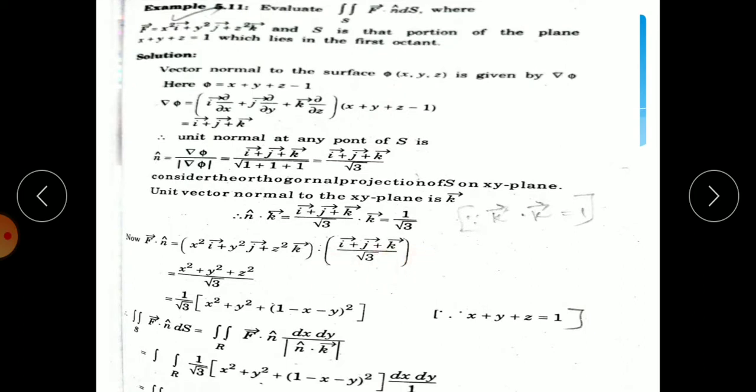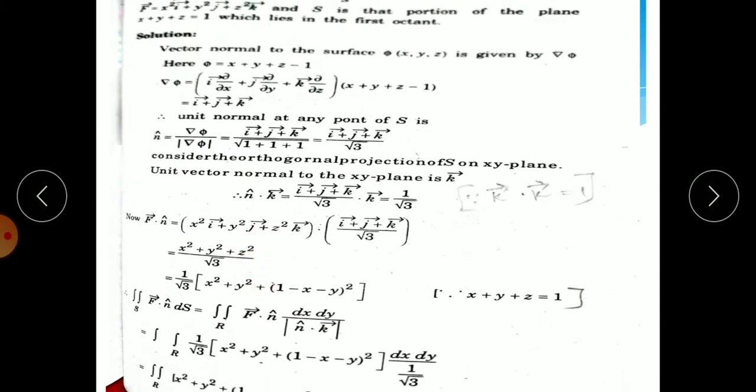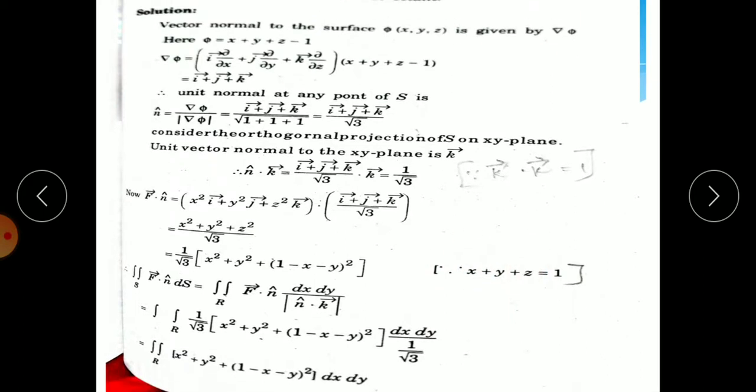You just apply that and multiply, and you will get the answer, because i dot i equals 1, so x squared, and j dot j equals 1, so y squared. So you will get the answer. Now instead of z squared, in the question they have given x plus y plus z equal to 1, so z can be written as 1 minus x minus y, just write it over there, then squared.